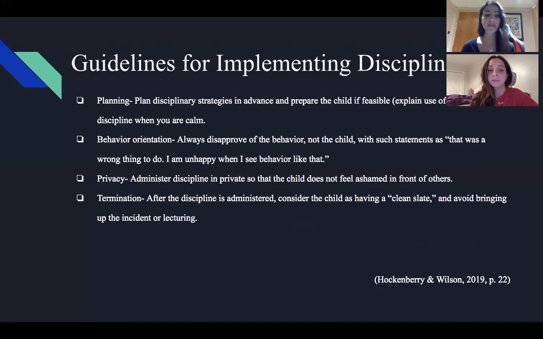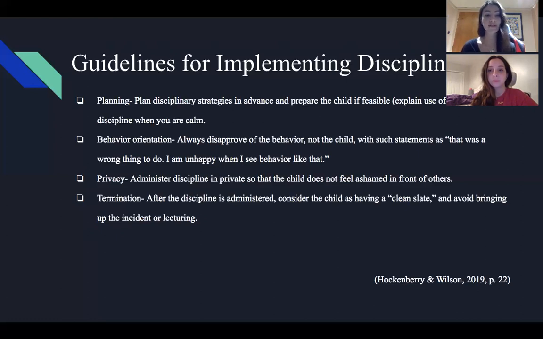Privacy: administer discipline in private so that the child does not feel ashamed in front of others. So when a parent is disciplining a child, it's important to do it in private and not in front of others because the purpose, again, of discipline is to teach and not to punish. And so if you're doing it in front of others, then the child might feel ashamed or embarrassed, and they might feel some resentment towards their parent.